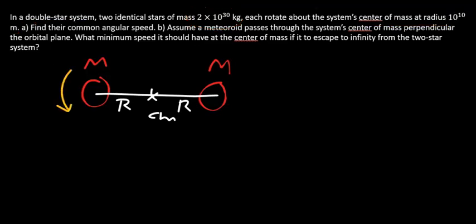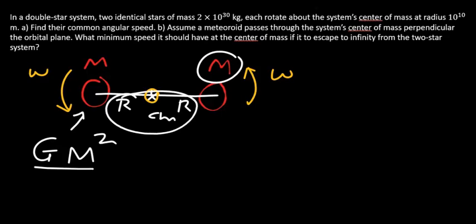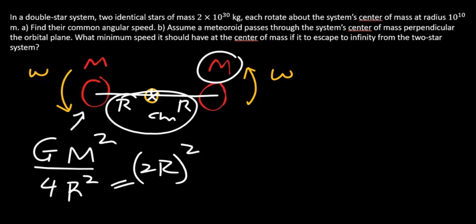So they are rotating like that with some angular speed omega about that axis. The axis is going through the center of mass and perpendicular to the plane. We want to determine the common angular speed omega. So let's concentrate on one of the two masses. Let's look at the left-hand side star. The gravitational attraction due to the right-hand star is G m squared over the total distance, which is 2r, so 4r squared, because 2r squared is 4r squared.